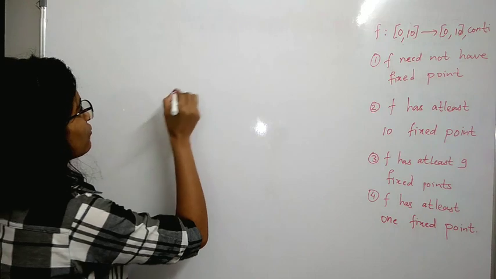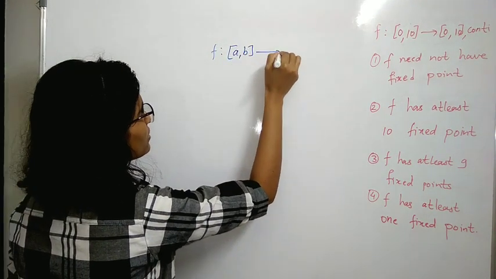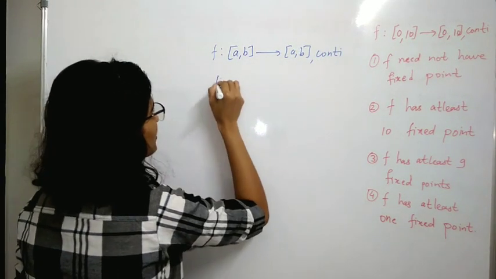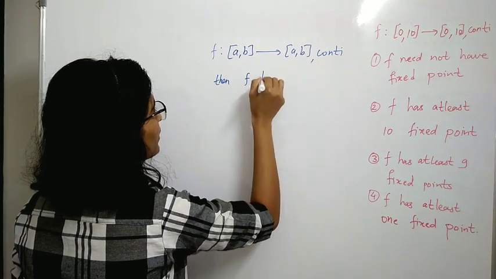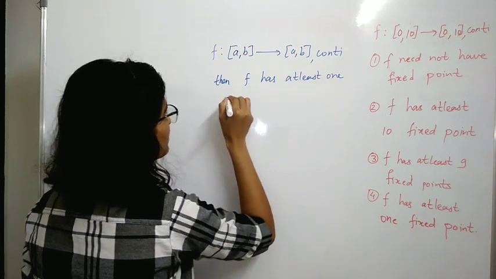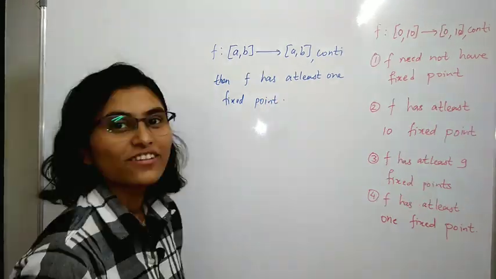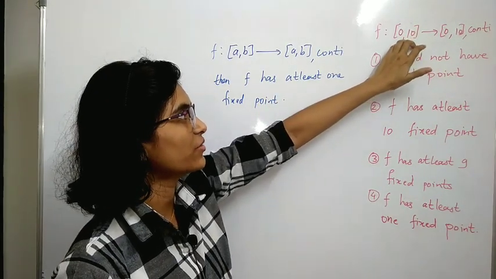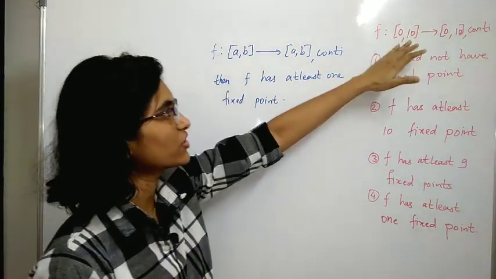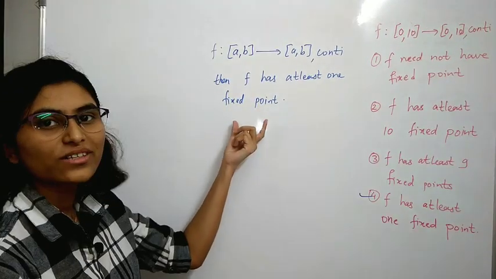Let me state it. If we have a function f from the closed interval [a, b] to itself which is a continuous function, then f has at least 1 fixed point. There is nothing special about this interval, closed 0 to 10. We can take any interval [a, b], and then this function has at least 1 fixed point. So this fourth option is correct. But let me prove this result.